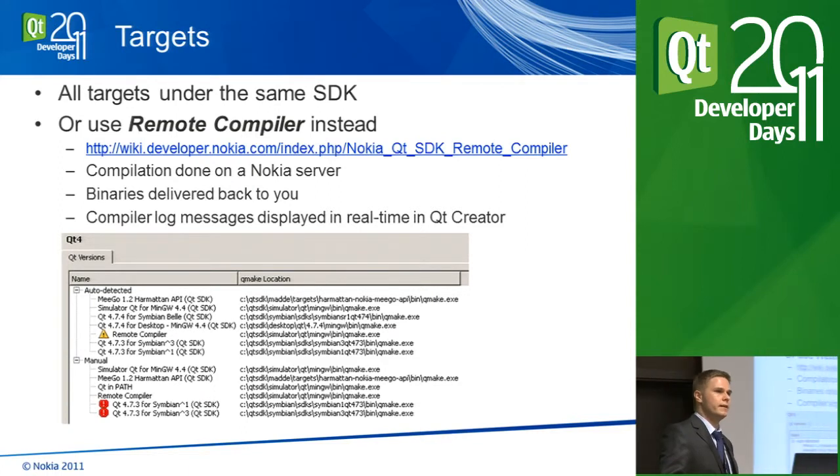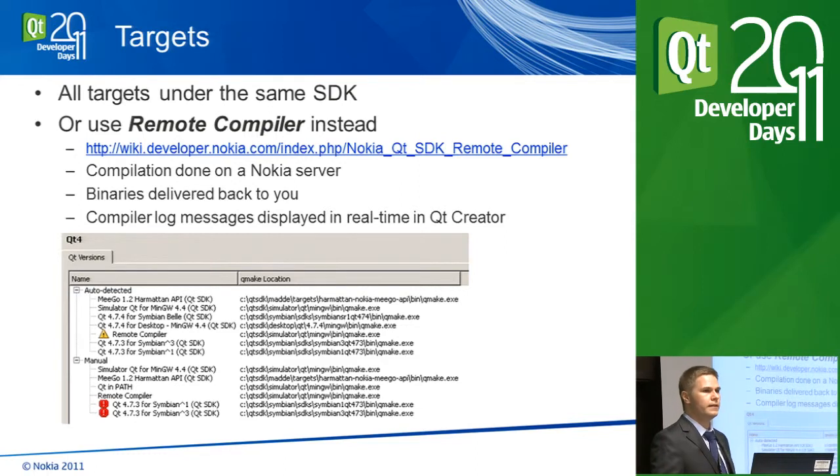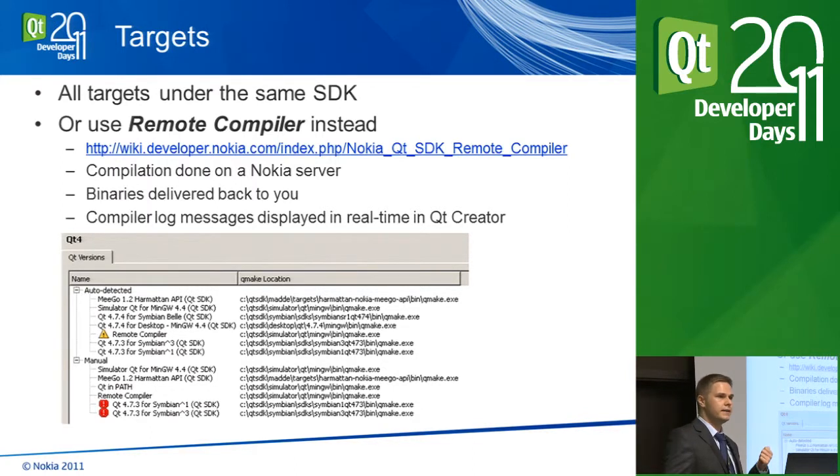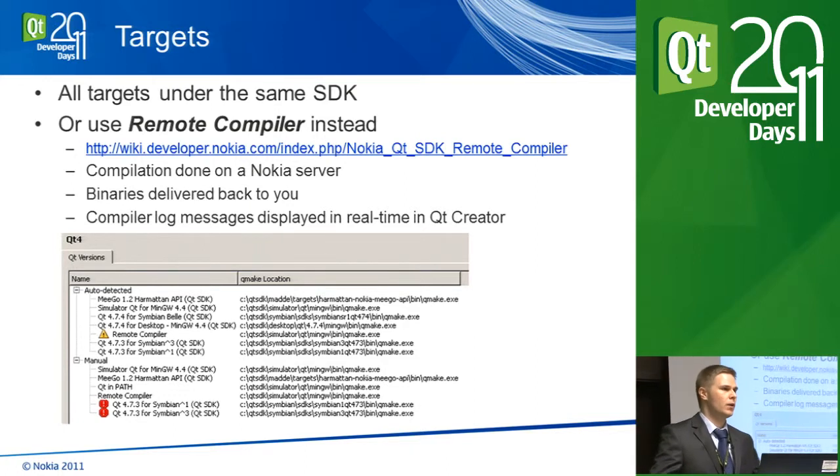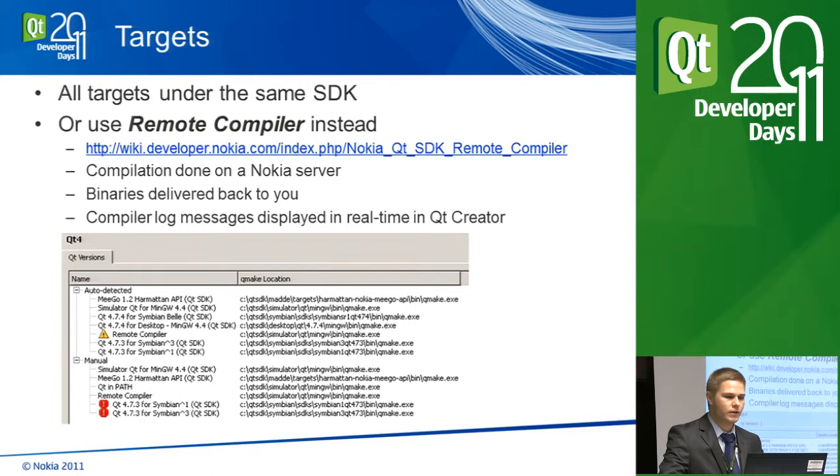One nice thing about the SDK is that it brings you all the mobile targets in one package. So when you install your Qt SDK, you are able to select different Symbian platforms, for example, or Maemo or MeeGo, and build your application for those targets. However, not all targets are natively available on all platforms. So if you install your SDK on Linux, for example, out of the box, you don't get the ability to build Symbian applications on your computer.